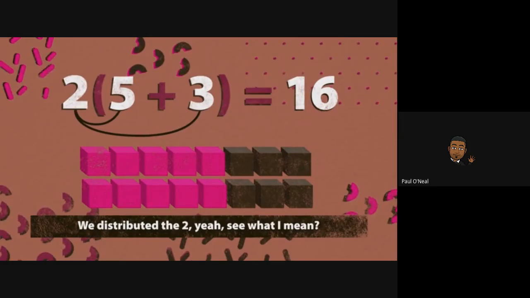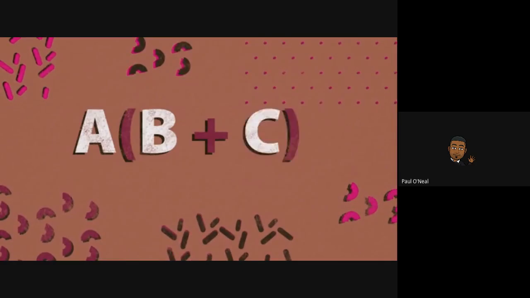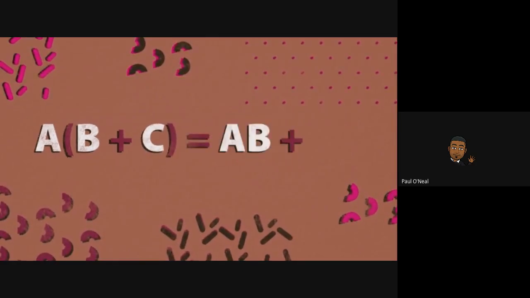We distributed the 2 here. See what I mean? Here's a nice hint to make it easy to remember. To distribute means to give it to each member. Just remember, multiply each number in the bracket by the number outside. Add them up, then you have it. A times (B plus C) equals A times B plus A times C.